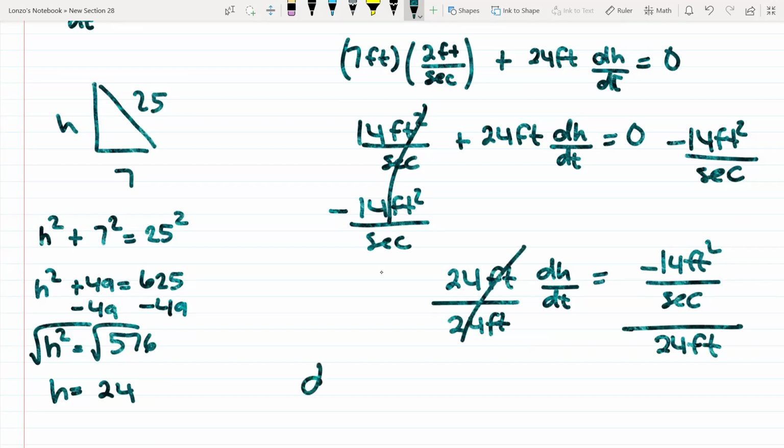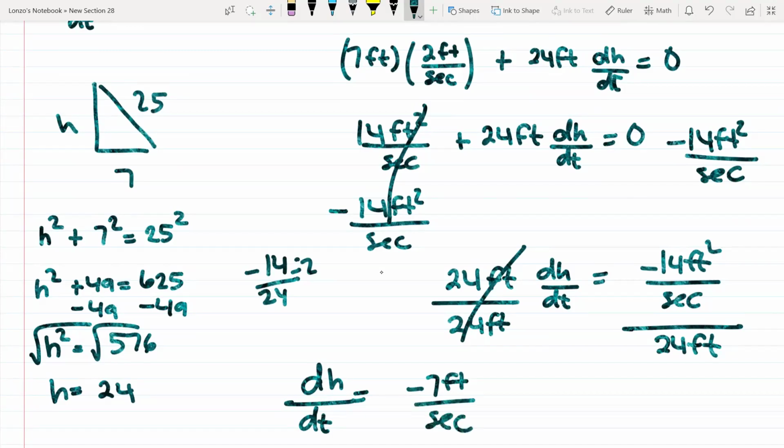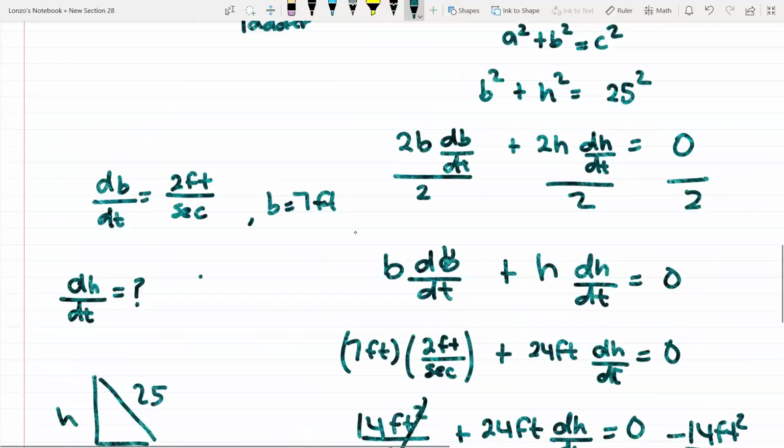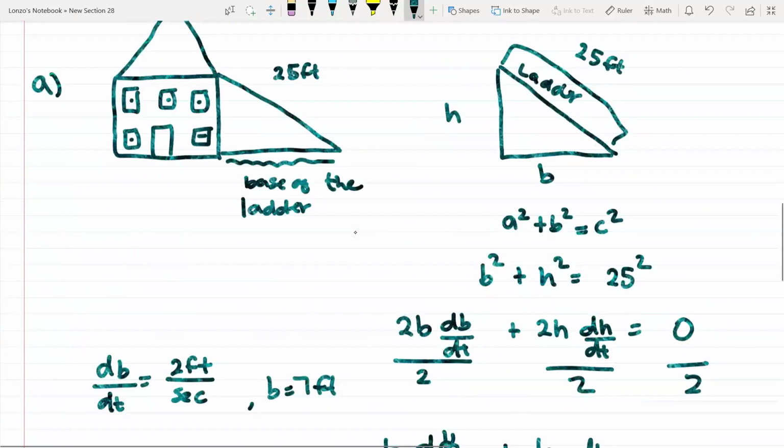So my final answer is dH/dt. So what's negative 14 over 24? It can be reduced by at least 2. That would be, the final answer will be negative 7 over 12 feet per second. Okay, so that is my dH/dt. Okay, so that was part A.